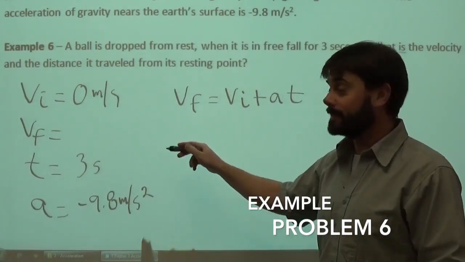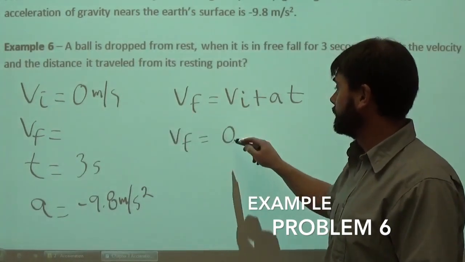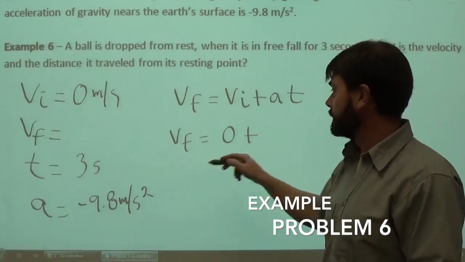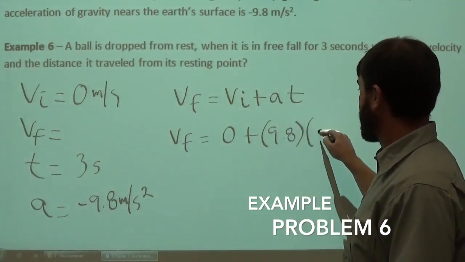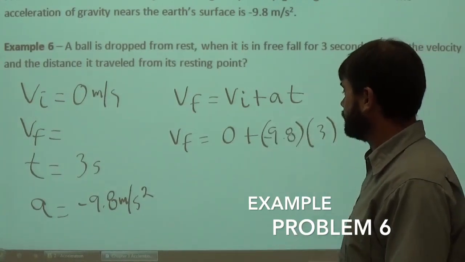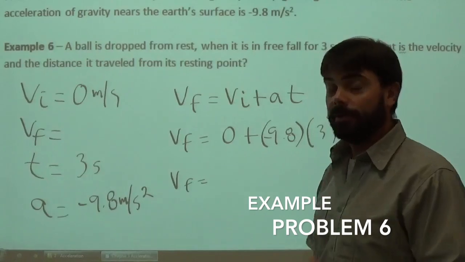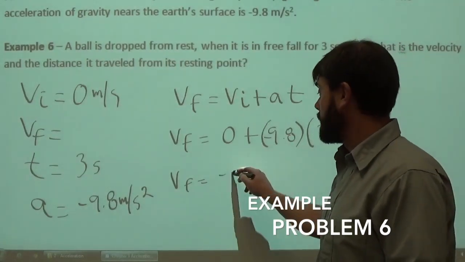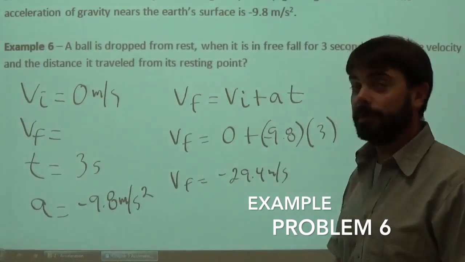To figure out how fast it's going, plug in the initial velocity of 0, acceleration multiplied by time, multiply the numbers out, and we know the final velocity is negative 29.4 meters per second.